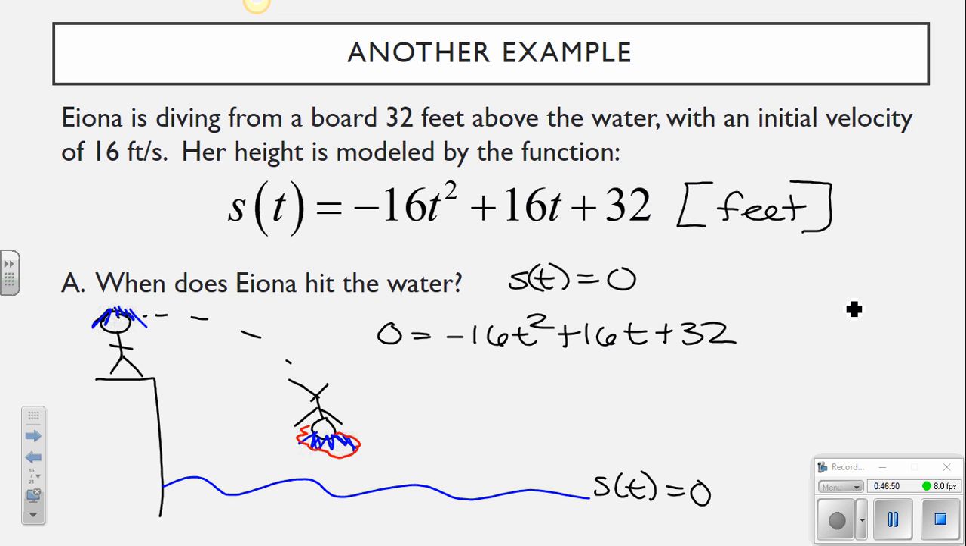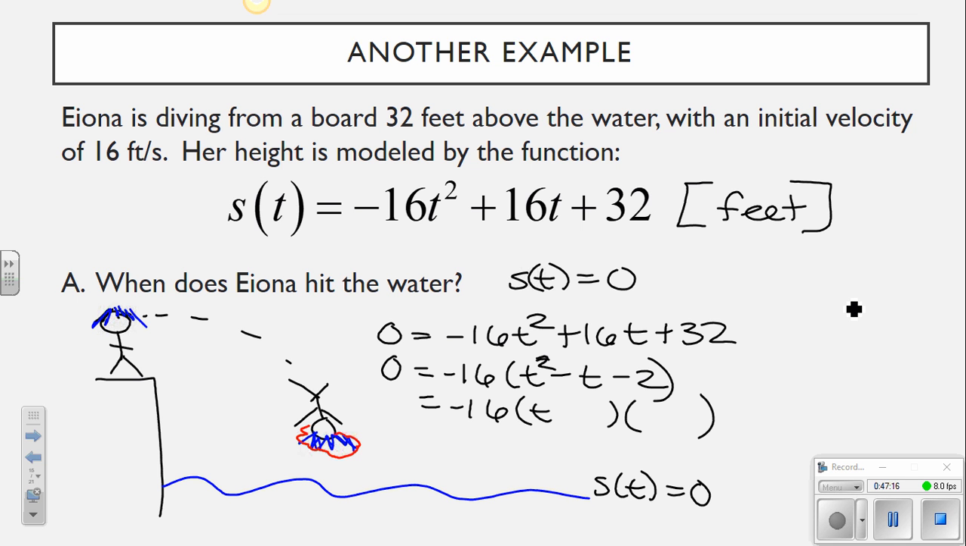Agreed? All right. Now, this goes back to Math 1, Math 2, Math 3. Can you solve this quadratic? You guys see the GCF of negative 16? So it's going to be t squared minus t minus 2, is that right? So that's negative 16. Then what does this factor into quickly? t minus 2, t plus 1. You guys agree? Yep. So then the time is either going to be t equals 2 or t equals negative 1.